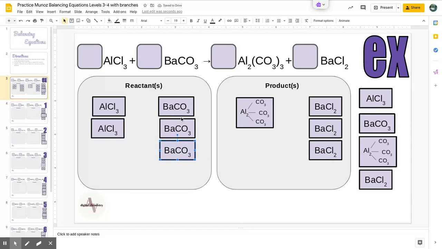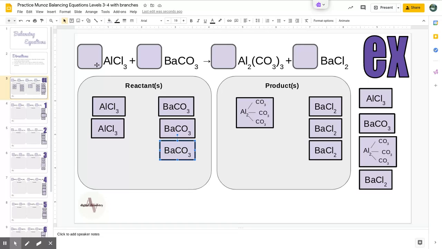And so what I want you to think about with CO3, we have learned that that is a polyatomic ion called carbonate, and you want to think of it as a group. So CO3, you have 3 of them. And if you look at the end of these branches, you have 3 groups of CO3. And so actually those are even now. If you just check each element, 2 Als on each side, 3 Bas on each side, 6 chlorine on each side, and then 3 groups of CO3 on each side. So this is all balanced.